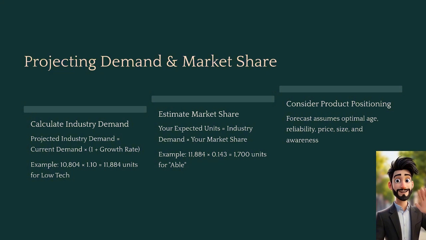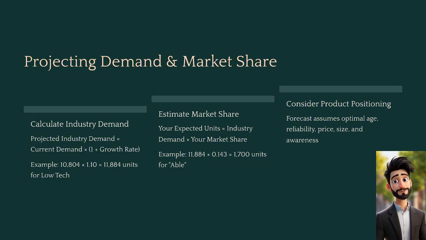Section 3. Projecting industry demand. Here's the simple forecasting formula we use in CapSim. Projected industry demand equals current demand times 1 plus growth rate. Let's break it down with a practical example. Last round, the total demand in the low-tech market was 10,804 units. The report tells us the segment is growing at 10% annually. So we multiply 10,804 times 1.10 is equal to 11,884 units projected for next year. This tells us the entire low-tech segment will demand 11,884 units in the upcoming round.